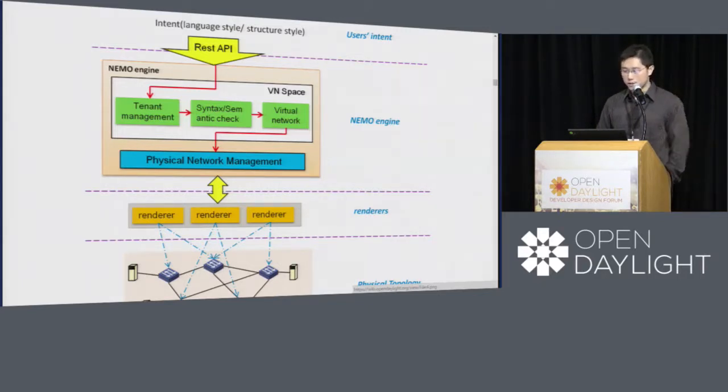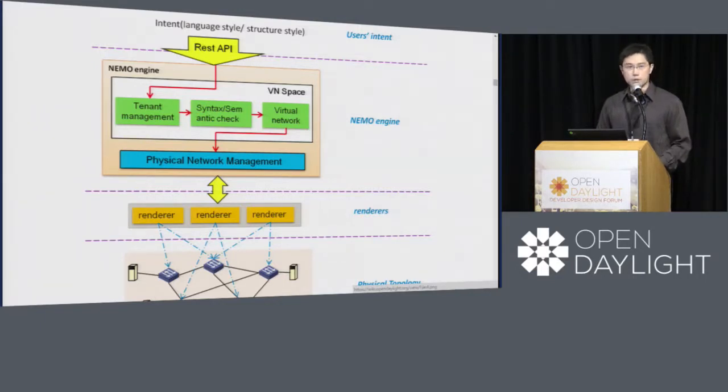So let's say you send in the create command into the REST API. The NEMO engine will actually parse it, compile it, and then do things like syntax and semantic checking, and then do a mapping of the node entities to the virtual network, and apply that onto the physical network topology to figure out which physical devices should actually get, let's say, updated flow tables.